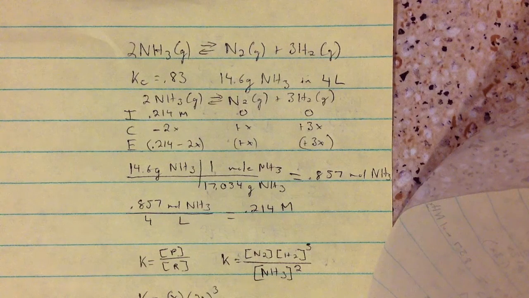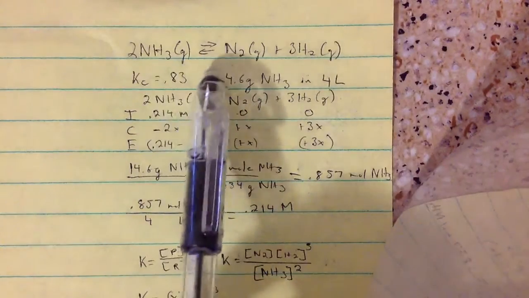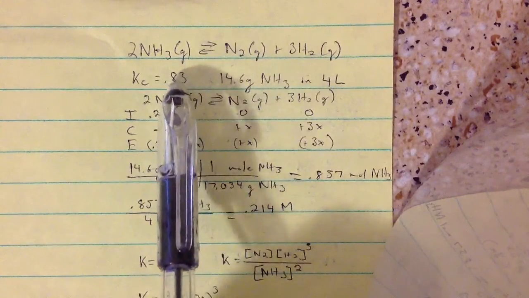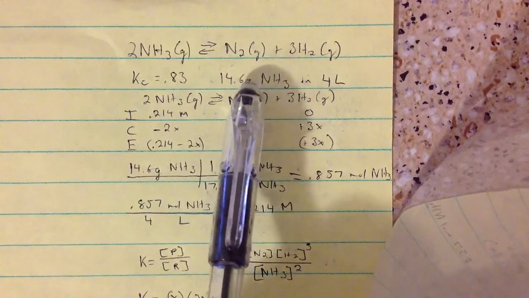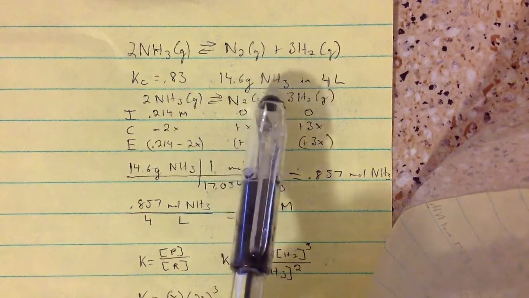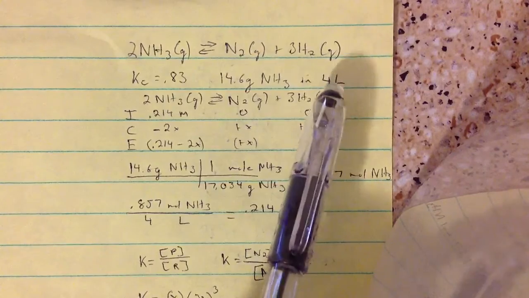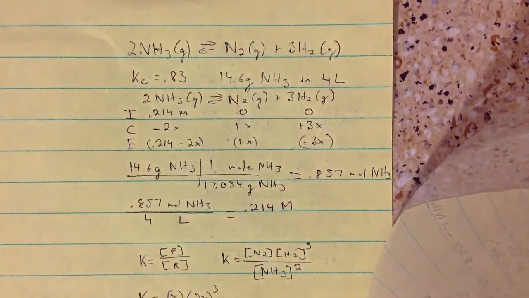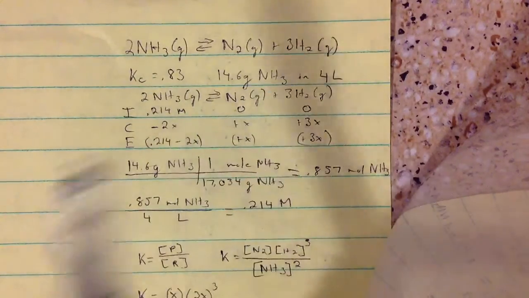Okay, so for this type of problem, this is the problem. They give you a chemical equation, and they give you K, and then they said that 14.6 grams of NH3 is put into 4 liters. Now they're asking for the equilibrium concentration of all three of these compounds.